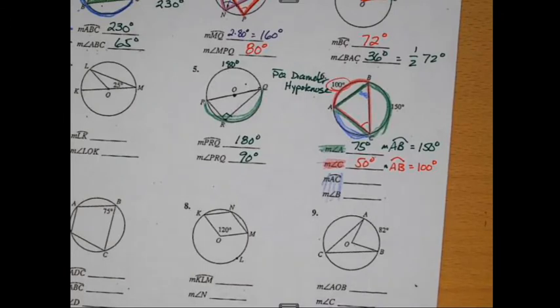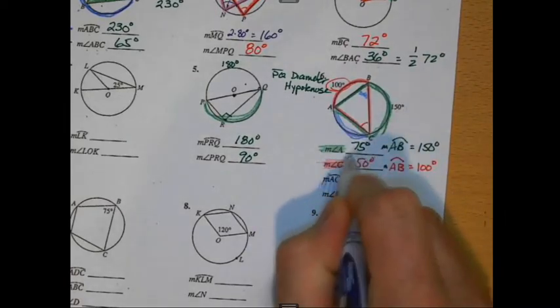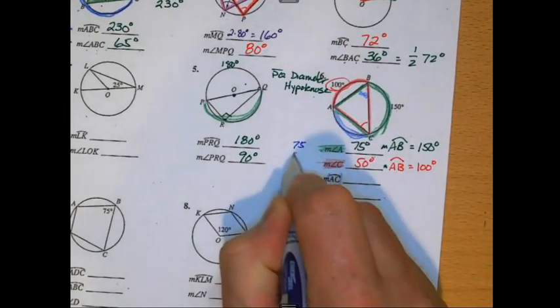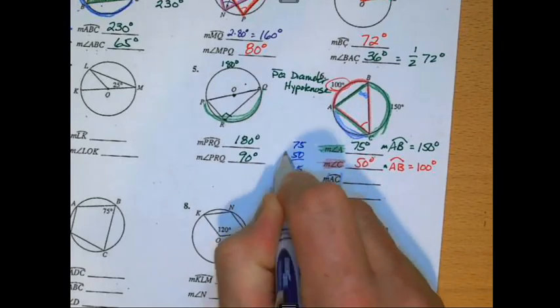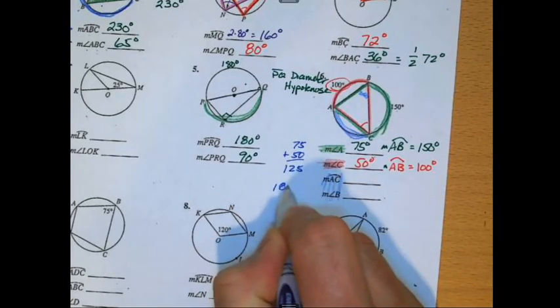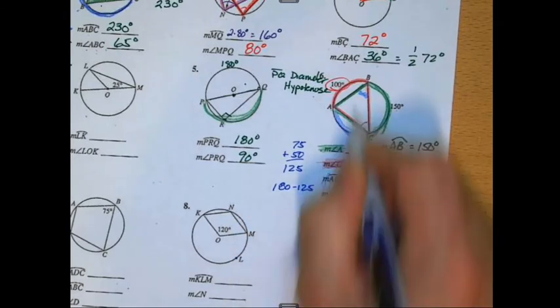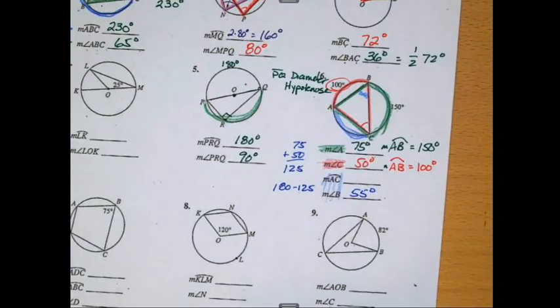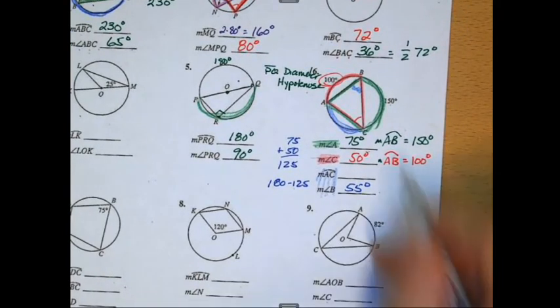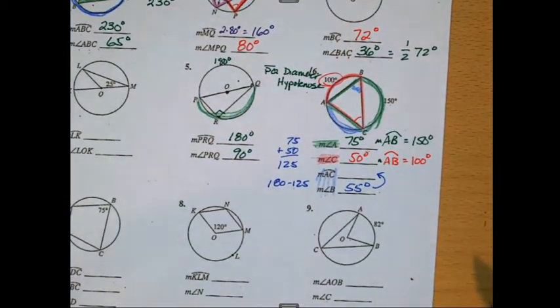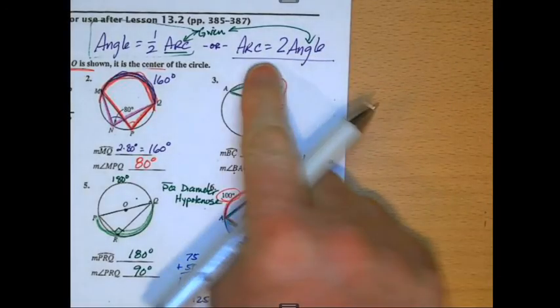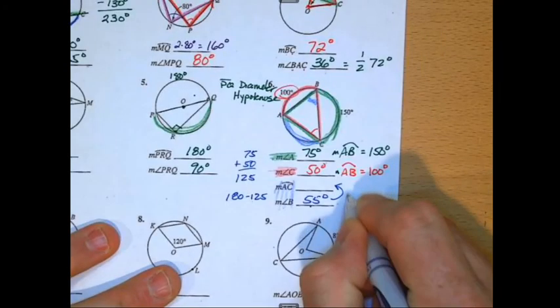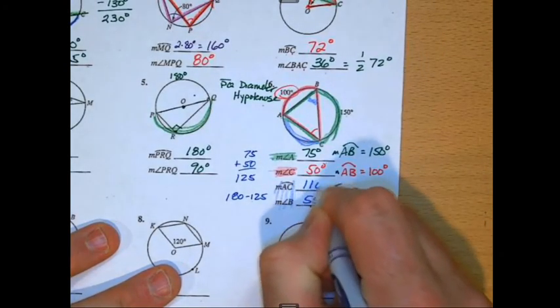If we took these two angles, 75 and 50, and add them together, I get 125. If I take 180 and subtract 125, because you have a triangle, you get, what, 55 degrees? So that's the third angle. And then what are we going to do to that? If I'm given the angle, I double it to get the arc. So 55 times 2 is 110.